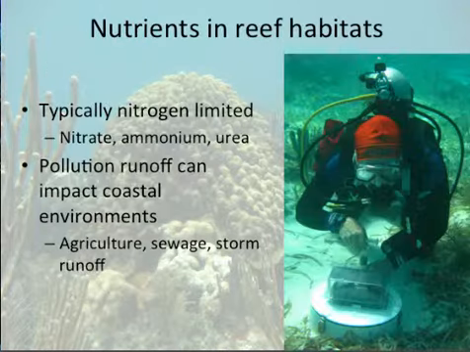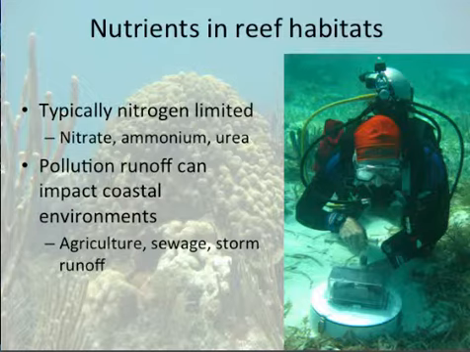So the first piece of research that I'm going to share with you today is a nutrient study that I performed in the Florida Keys. Typically corals grow in nitrogen-limited waters, so I wanted to look at the nitrogen sources that corals get. Corals can assimilate nitrogen in the form of nitrate, ammonium, and urea. And these three nutrients in nutrient-limited waters can be impacted by pollution. It could be agricultural runoff, could be sewage runoff, or it could be storm runoff.